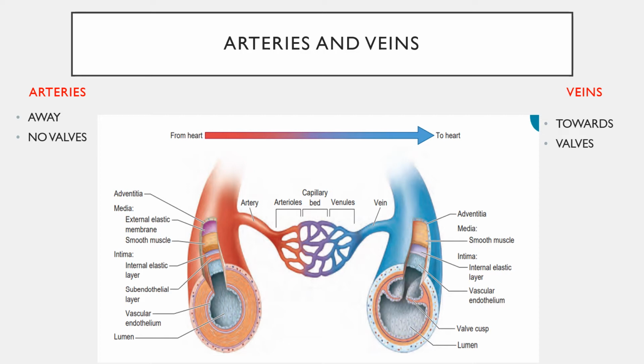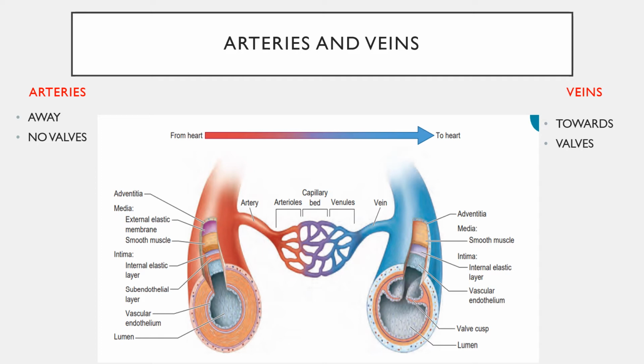Now arteries do not have valves, but veins do have valves, and these valves ensure the one-way flow of the blood. Then the blood goes through the arteries under the influence of blood pressure, which is generated by the heart. Arteries and veins have a hole in the middle which is called the lumen. Surrounding the lumen there is a layer of vascular endothelium.